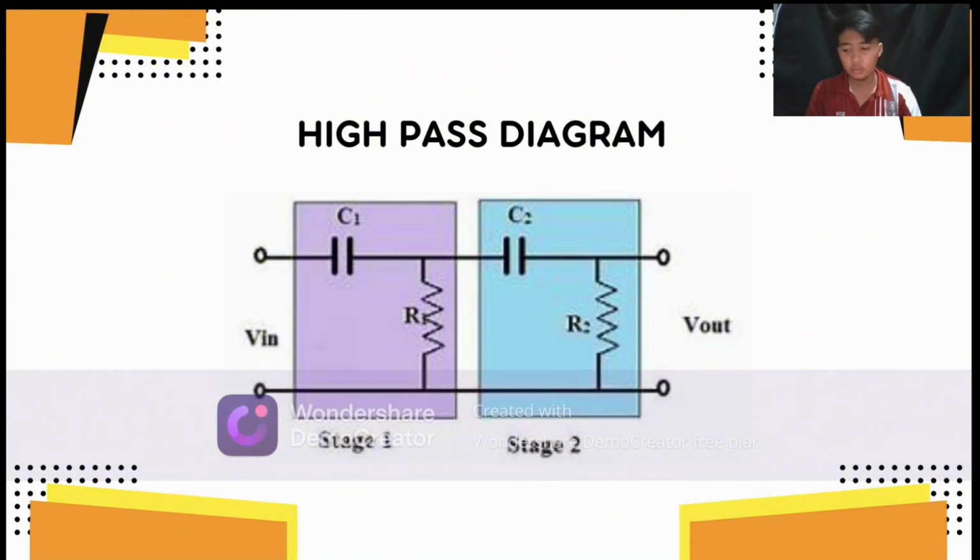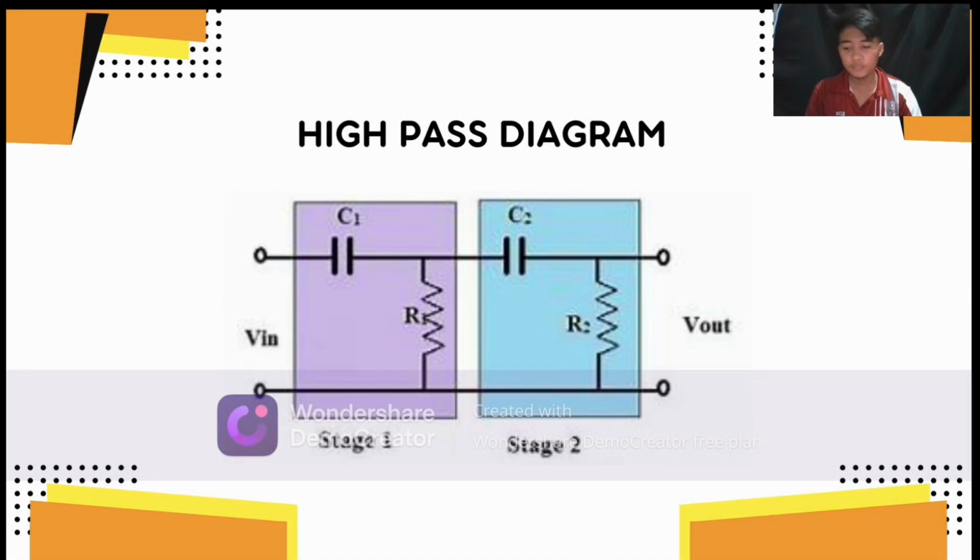In stage 2, the output of stage 1 becomes the input to stage 2. Capacitor and resistor behavior is similar to stage 1: the capacitor C2 and resistor R2 work together to attenuate low-frequency signals while allowing high-frequency signals to pass through. The final output of the filter, V output, is the voltage across the resistor R2.